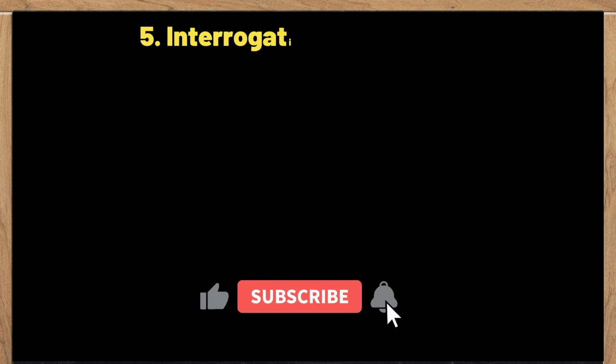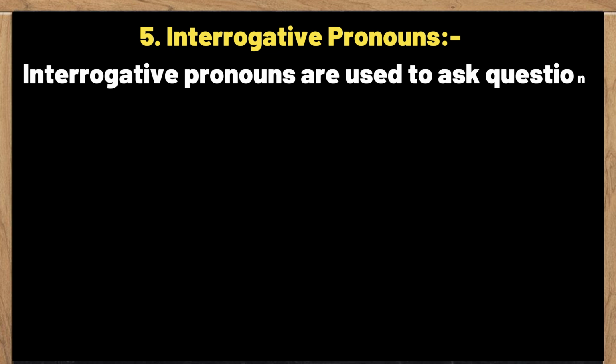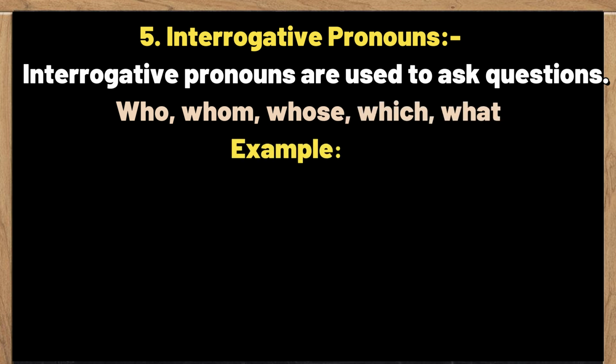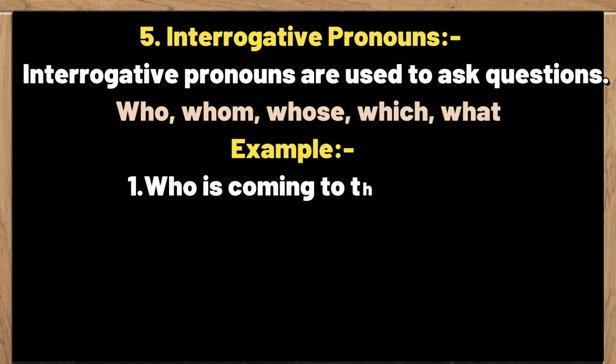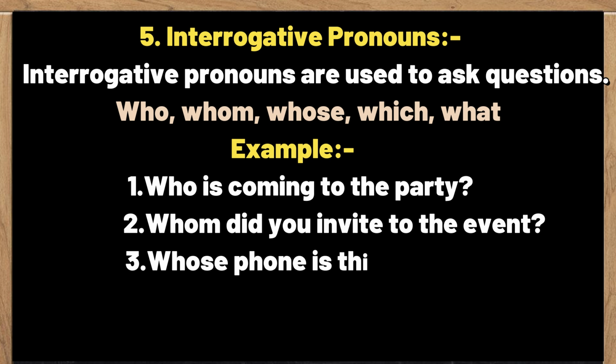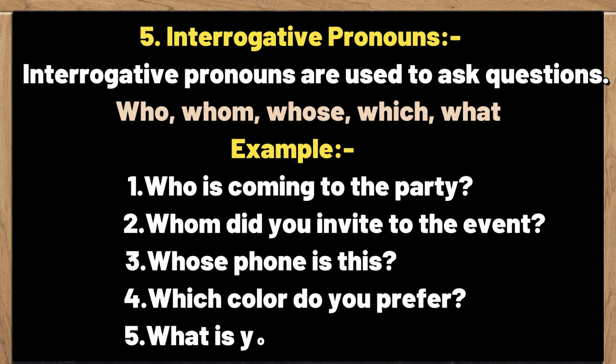5. Interrogative pronouns. Interrogative pronouns are used to ask questions: who, whom, whose, which, what. Example. 1. Who is coming to the party? 2. Whom did you invite to the event? 3. Whose phone is this? 4. Which color do you prefer? 5. What is your favorite movie?